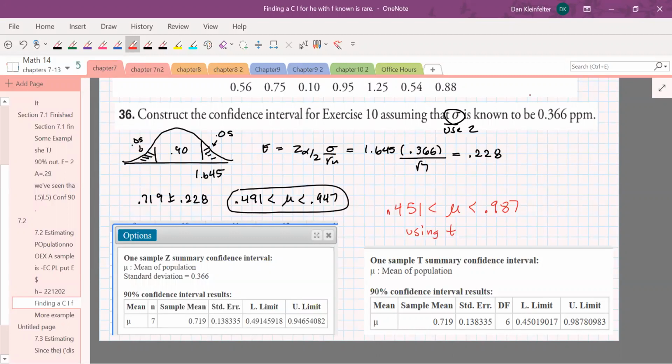So the version you saw in the video is incorrect from a few minutes ago, but the notes posted on Canvas will be correct. So in here, notice that when we use the t-distribution, our interval, its lower end was 0.451. With z, the lower end was 0.491. With t, the upper end was 0.987. With z, it was 0.947. So the point here is that having sigma enabled us to produce a narrower interval. If we have a narrower interval, that means that we have a better sense of what our mu is.